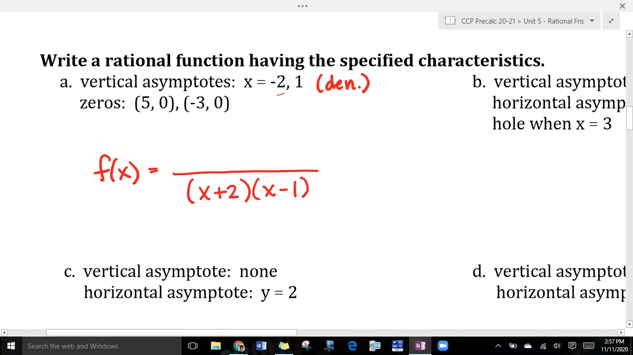The zeros of our function come from the numerator. Those are those factors in the numerator. So same idea. If there's a 0 at 5, that means there was a factor in the numerator that would have had 5 as a solution. So how about x minus 5? And then another one for negative 3 means there must have been an x plus 3. Now we could throw in some extra coefficients. We could throw in maybe a hole or something else, but this is the basic rational function that has those characteristics.